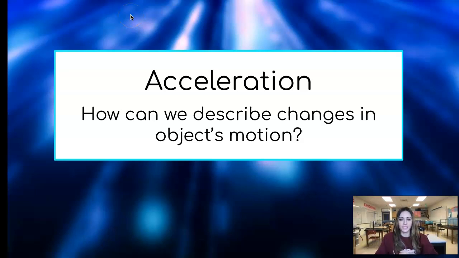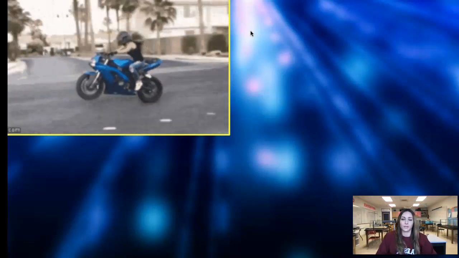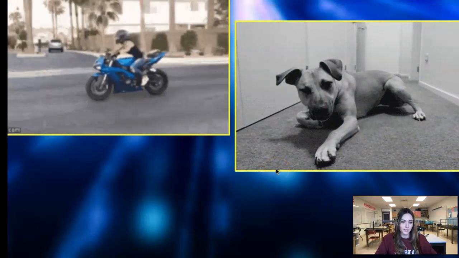In today's video, we'll be discussing acceleration, which is one way that we can describe changes in an object's motion. So let's look at a few examples of acceleration to try to piece together what it might mean. Here we see an example of acceleration with this guy popping a wheelie on his motorcycle.